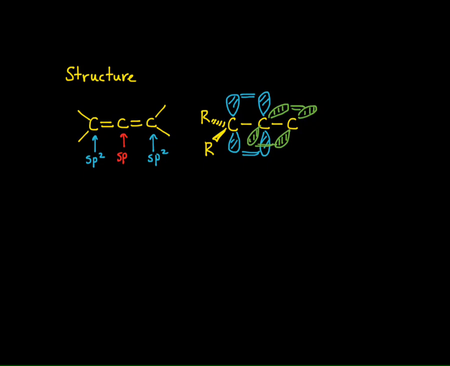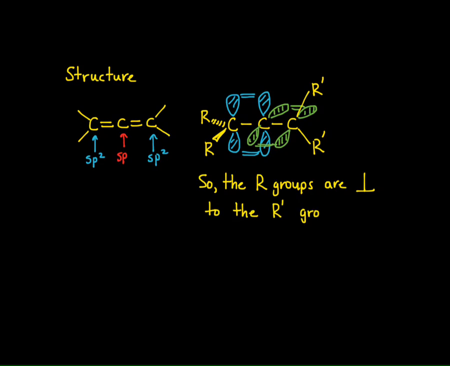The other result of this is that if there are any R groups coming off of that right carbon, those R groups have to be in the plane of the board, right? So they're 120 degrees from one another, but they are in the plane of the board. Now, what that means is that the R groups on the left are actually perpendicular to the R primed groups on the right.